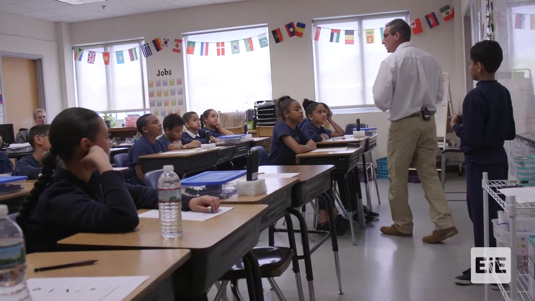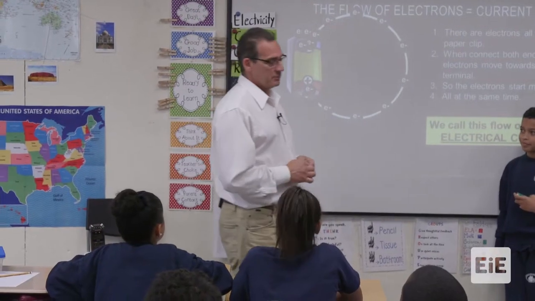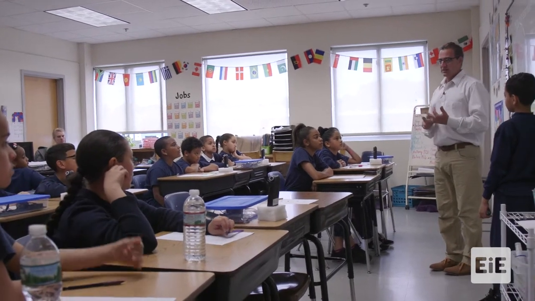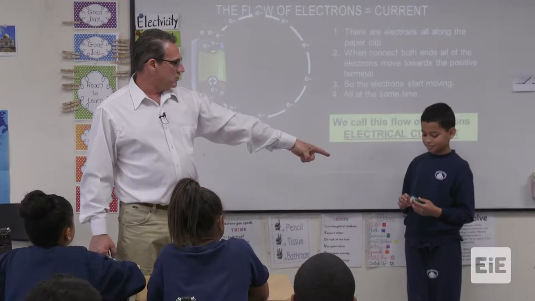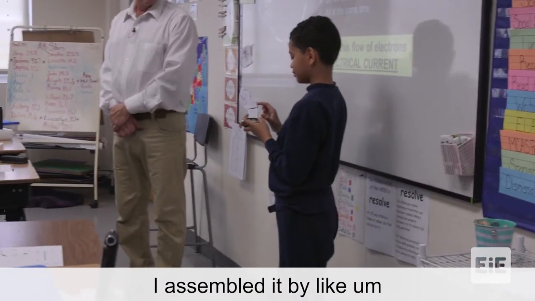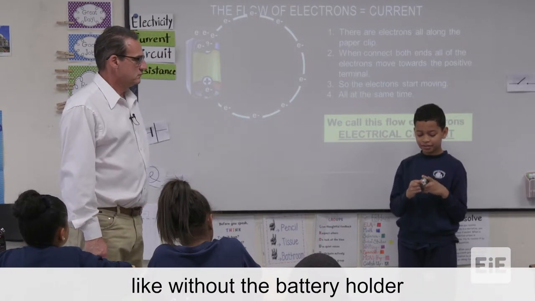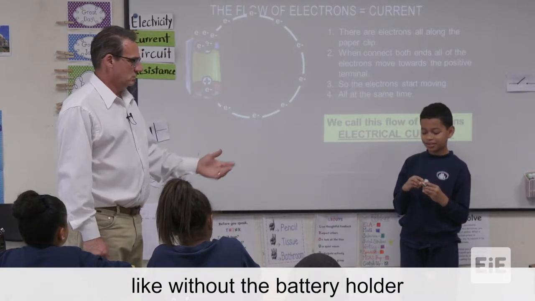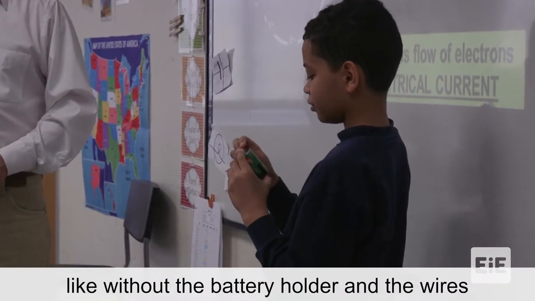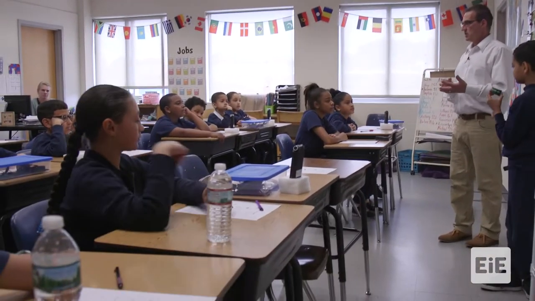I saw one group make a design that was simple. The reason I wanted the design to be simple is because with less parts, there's less things that can go wrong. It's less expensive. It's simpler and easier to assemble. How did you assemble your paperclip and battery? I made the paperclip connect to the battery, without the battery holder. And it just started to get hot, without the battery holder and wires. Simple. Very inexpensive and achieves our goal.